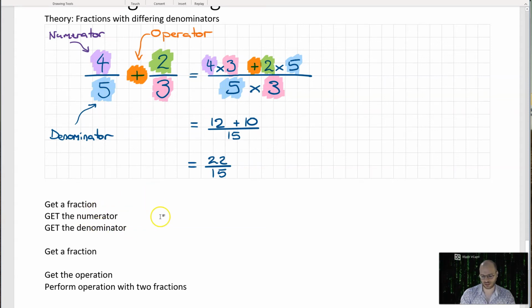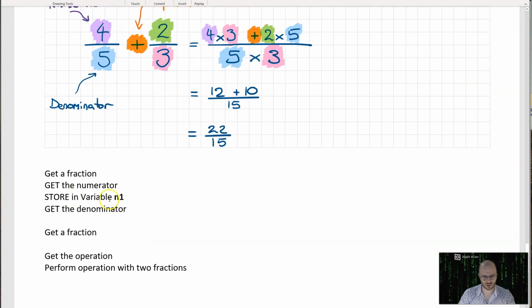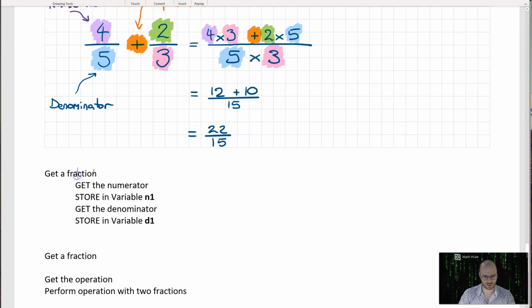So get numerator, store in variable, and we'll call the variable n1, like so. And we'll do the same process for the denominator. So get denominator, store in d1. And what we'll do is we'll promote this. So this little bit here, this is our get fraction.